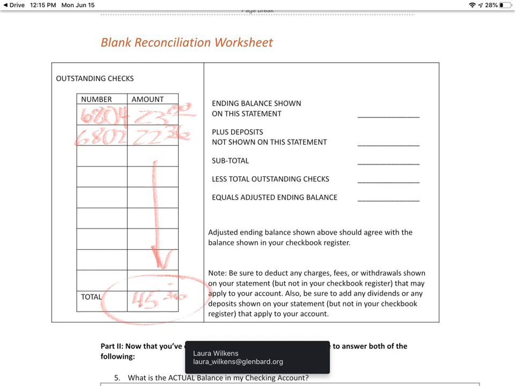So then we go back and do this side of the reconciliation. What is the ending balance shown on the bank statement? When I look at the bank statement, the ending balance is $967.12. Are there any deposits to your account that were not on the bank statement? Yes, the refund. Let me go back and look. And it was for $35.50.